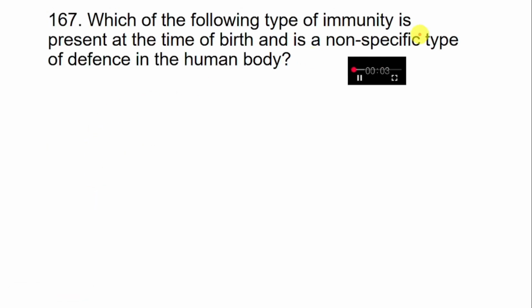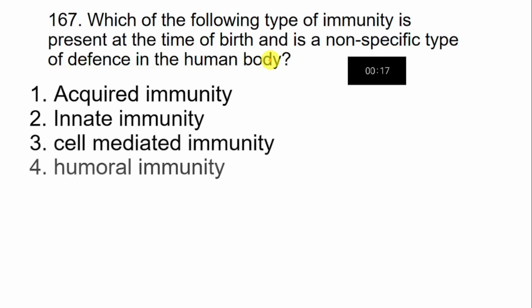Which of the following type of immunity is present at the time of birth? At the time of birth is innate immunity. It is non-specific, correct. Type of defense in human body: acquired, innate, cell-mediated, humoral. So innate is the only one. This is the right answer. Next one.